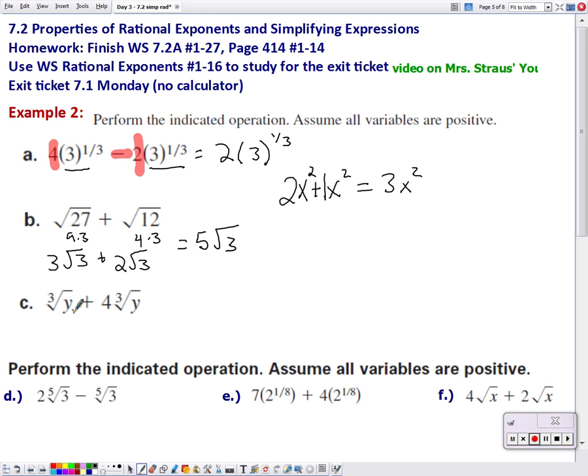Letter C, they're already the same base and the same type of radical, the same exponent, so I can add 1 plus 4 and get 5 times the 3rd root of y. Go ahead and pause the video and try the next 3 on your own.